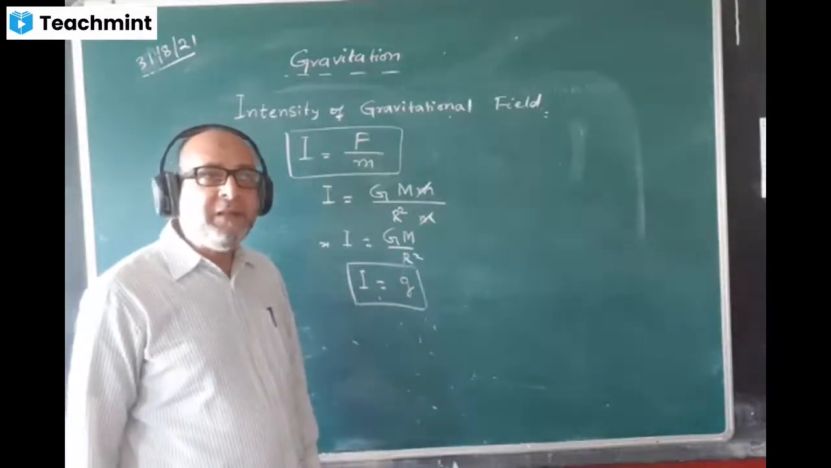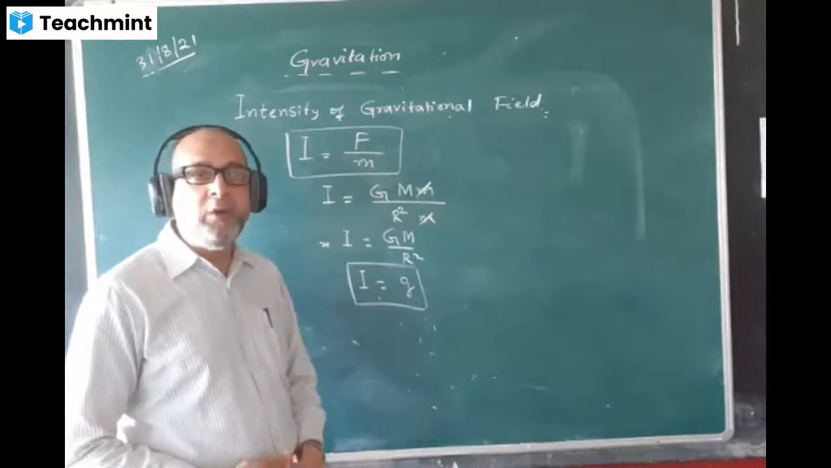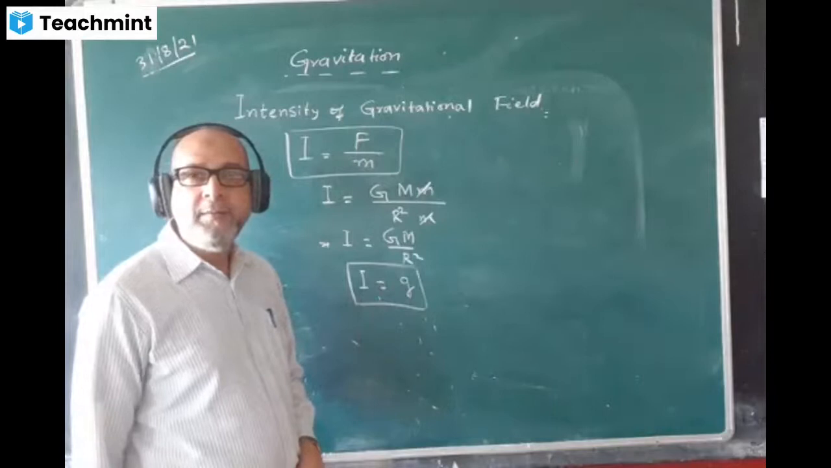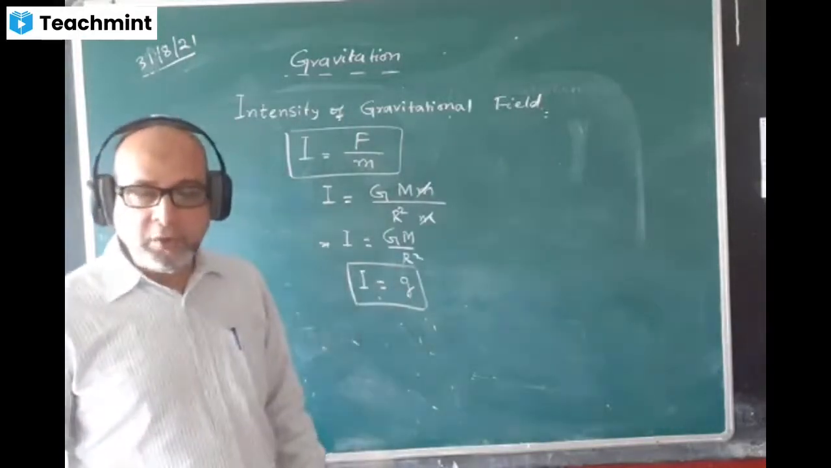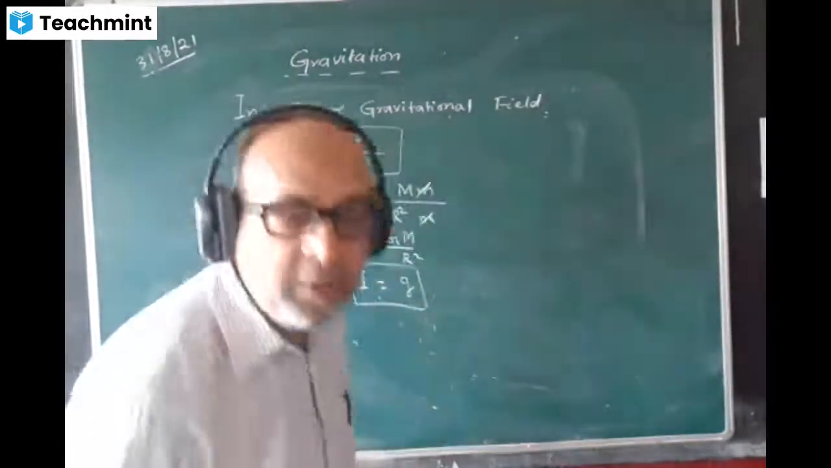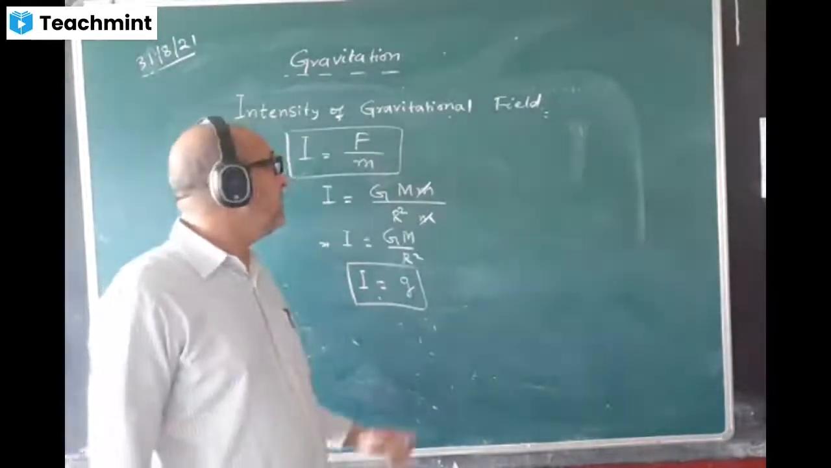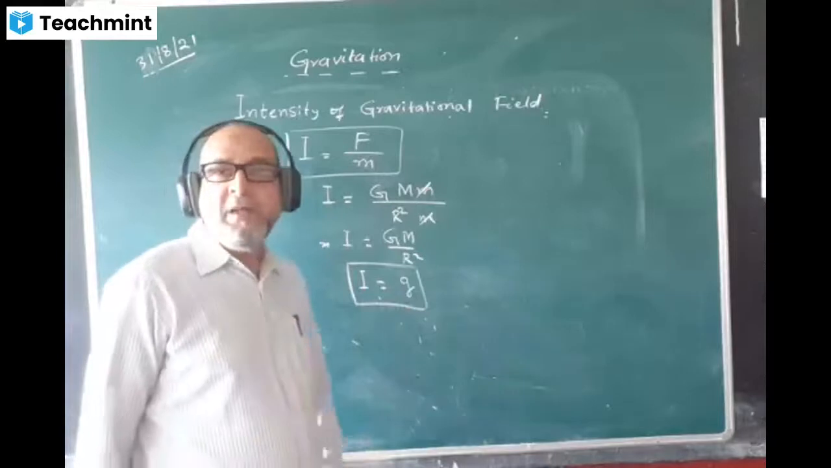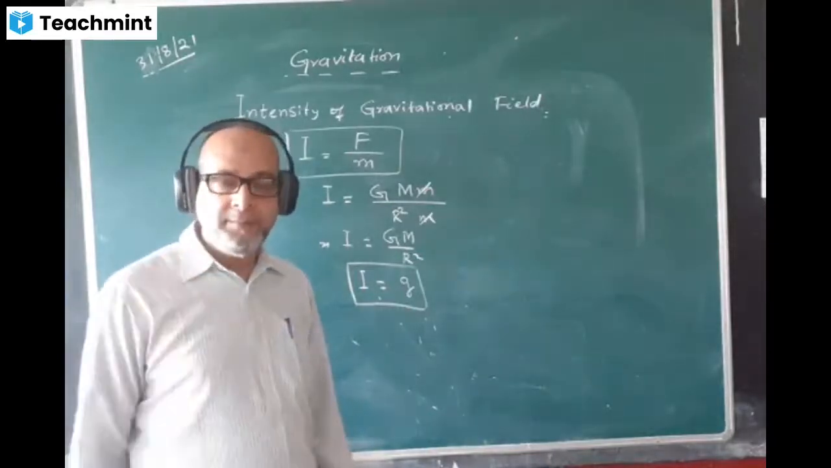The intensity of gravitational field at a point on Earth's surface is numerically equal to acceleration due to gravity. I equal to g. Please remember this. We may get a short answer question, like which of the following relations is true. So I equal to small g. Intensity of gravitation is the same as acceleration due to gravity, only applicable for the surface of the earth.